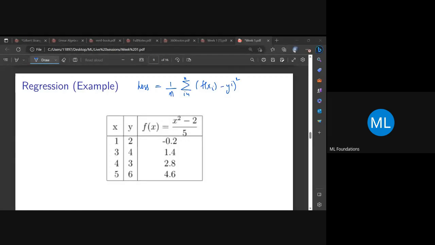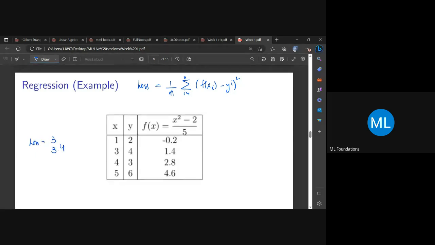Shayan, Vibhuti, what is the answer that you are getting? I'm getting 3. You are getting the loss to be 3. There is someone getting 3.4. Okay, Vibhuti, 3.4. Any other answer for this?